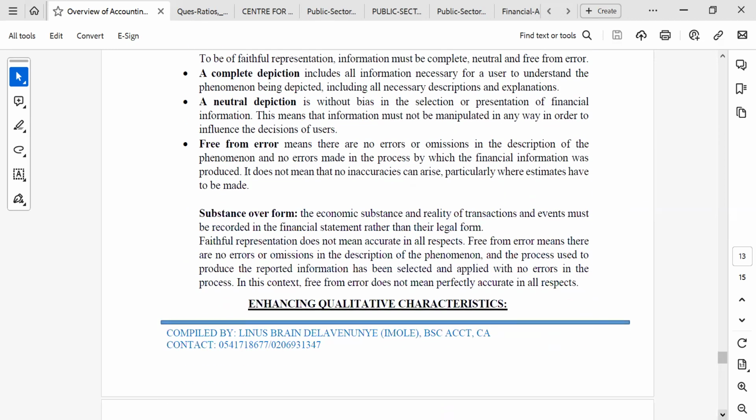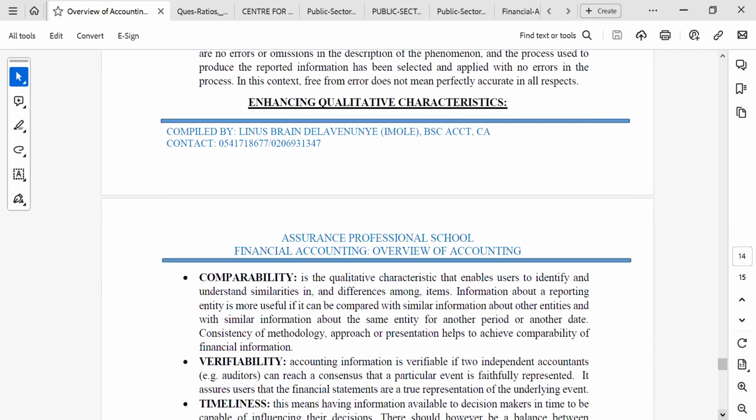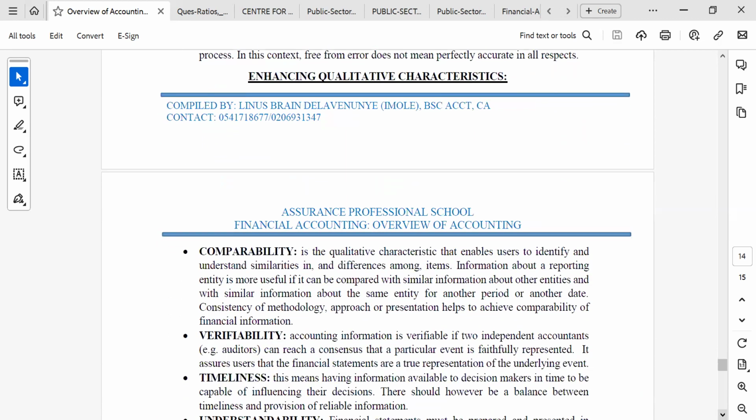We also have something which is what we call substance over form, but it's not part of this one. Let's come to the enhancing qualitative characteristics. The first one is what we call comparability.